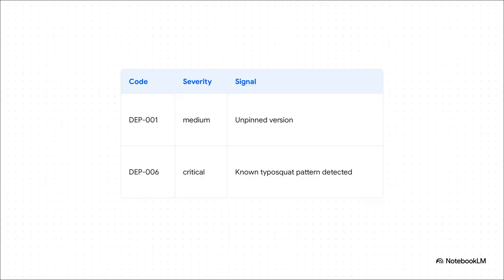Now, let's contrast that with something like DEP-006, a known typosquat pattern. Whoa, that is a critical risk. That means the tool thinks you've installed a malicious package that's just pretending to be a real one. It's a deliberate trap set by an attacker. So you see, these aren't just theoretical problems. These are real-world threats that can bring down your whole system.